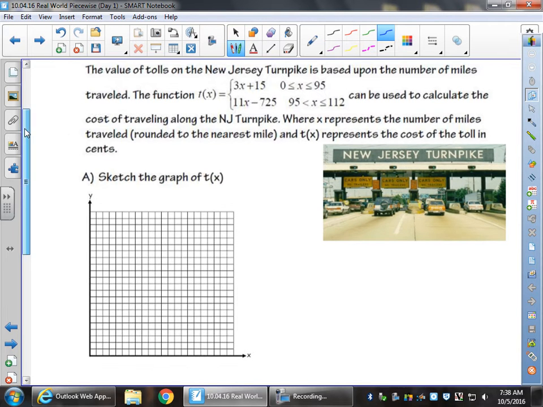Okay, the value of tolls on the New Jersey Turnpike is based upon the number of miles traveled. We have our piecewise function T of X defined here. How many parts to our piecewise function? 2. It can be used to calculate the cost of traveling along the New Jersey Turnpike, where X represents the number of miles traveled, rounded to the nearest mile, and T of X represents the cost of the toll in cents.